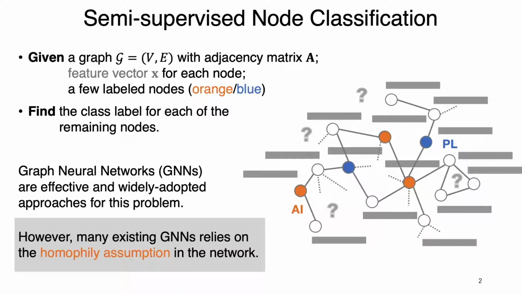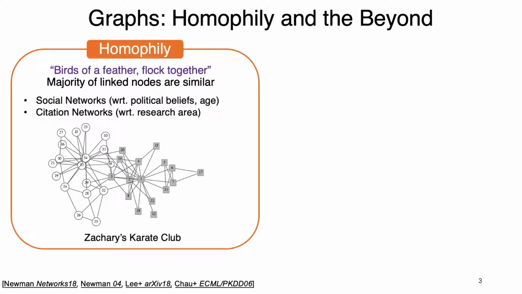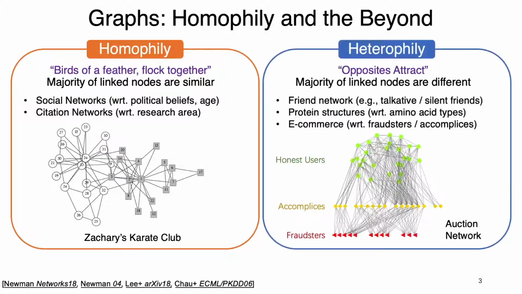However, many existing GNNs rely on the homophily assumption, which assumes that the linked nodes are similar. We can use an idiom to explain what is homophily, that is, birds of a feather flock together. However, there are also graphs which go beyond homophily by showing heterophily, or in idiom, opposites attract. Existing GNNs have largely overlooked the settings of heterophily.